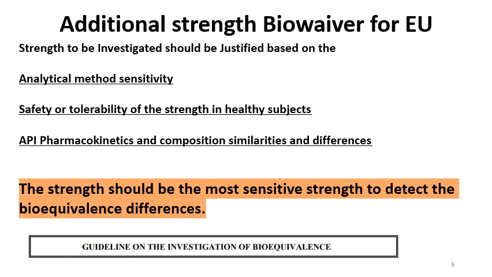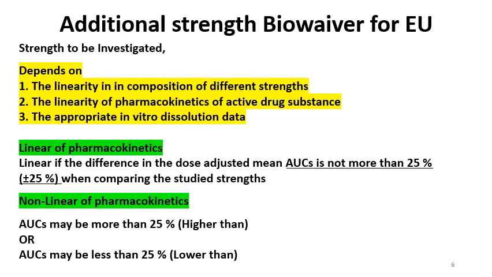Also, the state, fasting or fed, whatever we are selecting, should be based on the product PIL, that is the reference product PIL, and the product claim. The additional strength to be investigated depends on the linearity of the composition of the different strengths, then linearity of the pharmacokinetics of the drug substance, then the appropriate in vitro dissolution data, that is dissolution similarity.